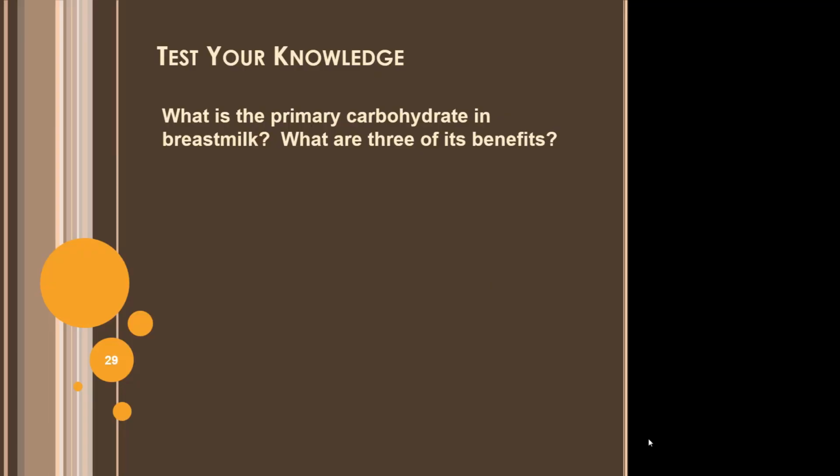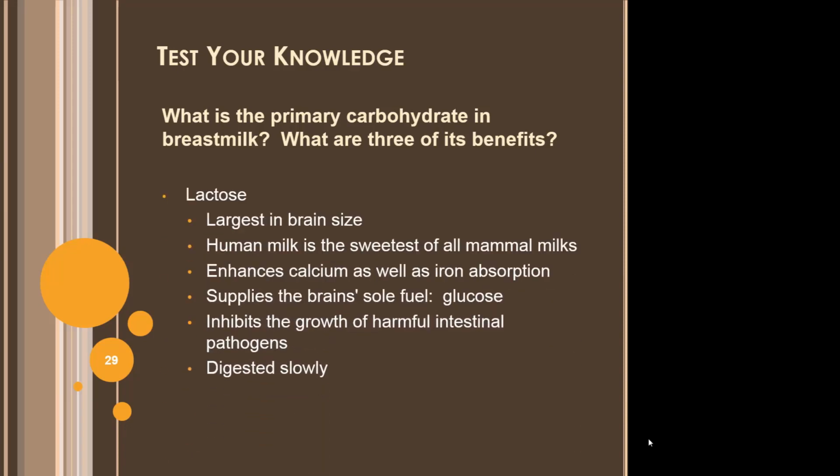What is the primary carbohydrate in breast milk, and what are 3 of its benefits? Lactose is the primary carbohydrate in breast milk. The 6 benefits that I've included mean that lactose contributes to humans having the largest brain size. Human milk is the sweetest of all mammal milks. Lactose enhances calcium as well as iron absorption. Lactose helps supply the brain's sole fuel, which is glucose. Lactose inhibits the growth of harmful intestinal pathogens, and lactose is also digested slowly.